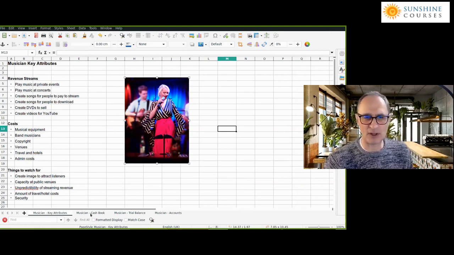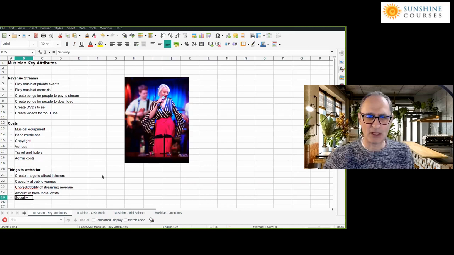And of course, the amount of travel and hotel costs can be quite significant if the majority of your revenue comes from playing music at venues. If you forget to account for your travel costs when you're pricing your venue costs, when you're pricing for a wedding, for example, you can very quickly lose all your profits because you just haven't costed the thing properly. And for some people, security is an issue.